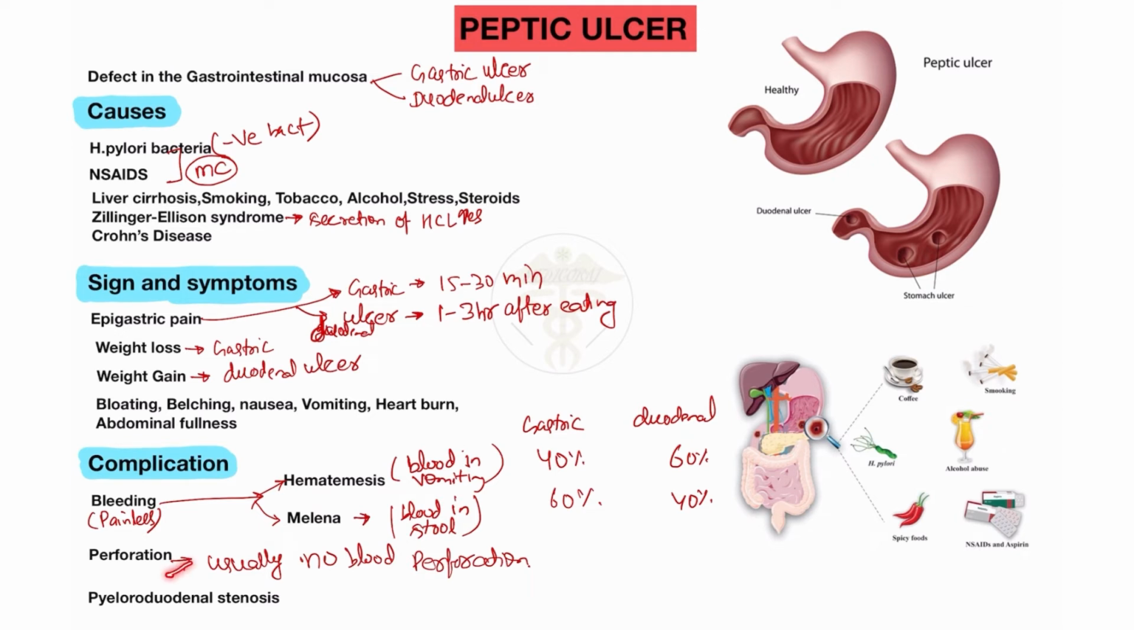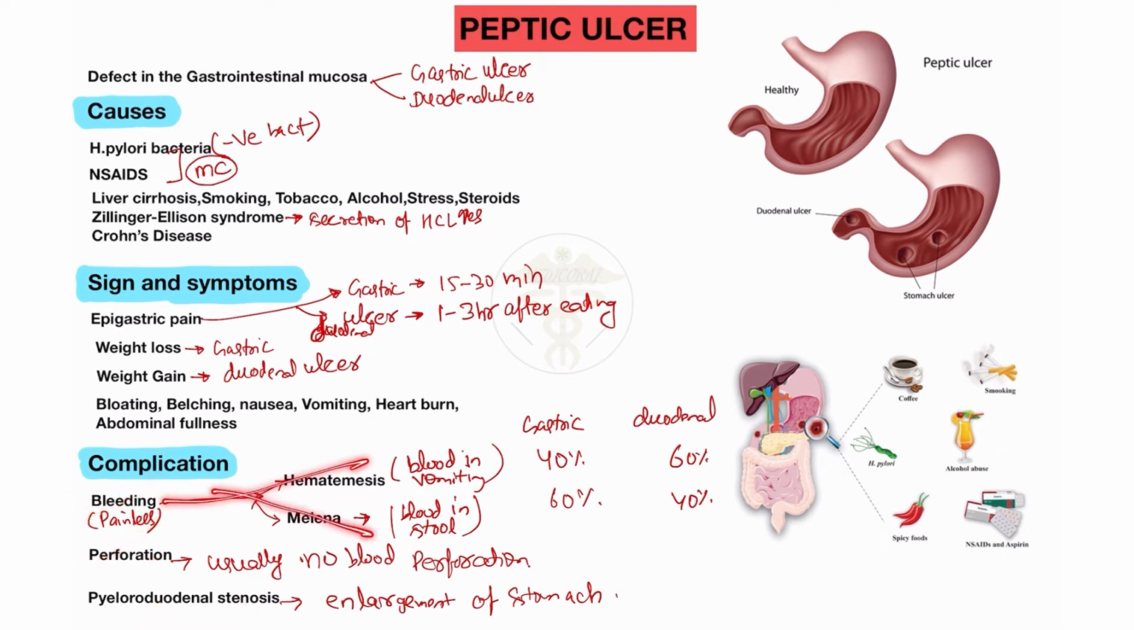These are the complications. In the case of pyloroduodenal stenosis, you will see enlargement of the stomach. Enlargement of the stomach occurs in the patient because a blockage-like appearance occurs, so the size of the stomach increases. This is a very important complication. Complications of peptic ulcer are bleeding, perforation, pyloroduodenal stenosis, and penetration.